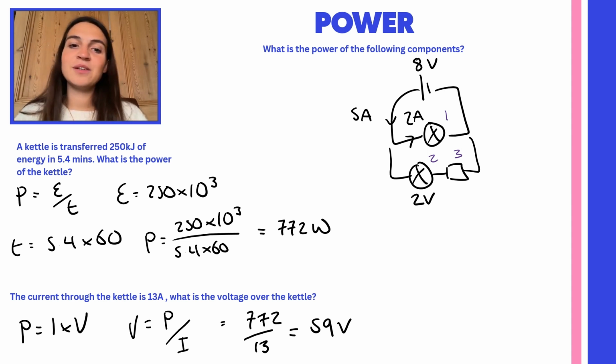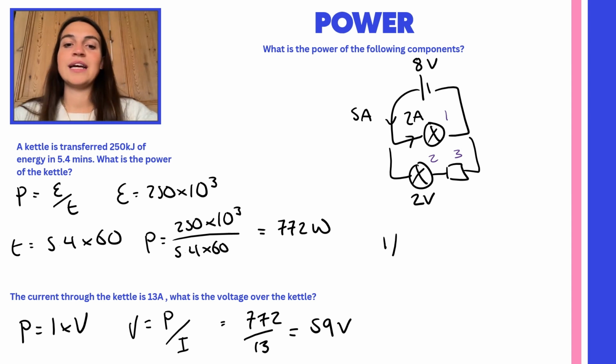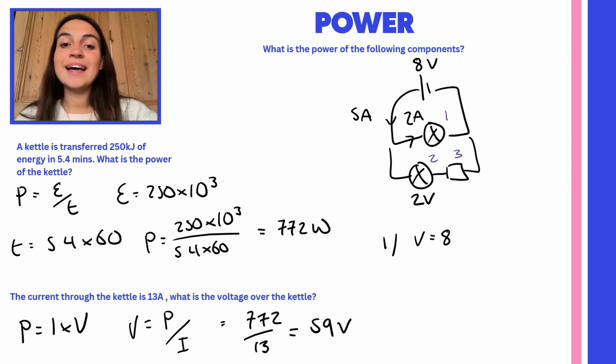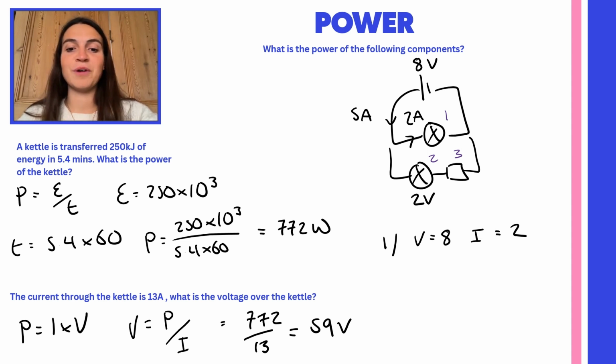Okay, next question. What is the power of the following components? Component 1, 2 and 3. So my first one is that bulb up there, and through that bulb I have a voltage which should be equal to the voltage of the supply because it's in parallel, 8 volts, and I can see my current going through that branch is 2 amps. So power is voltage times current, 8 times 2 is 16 watts.